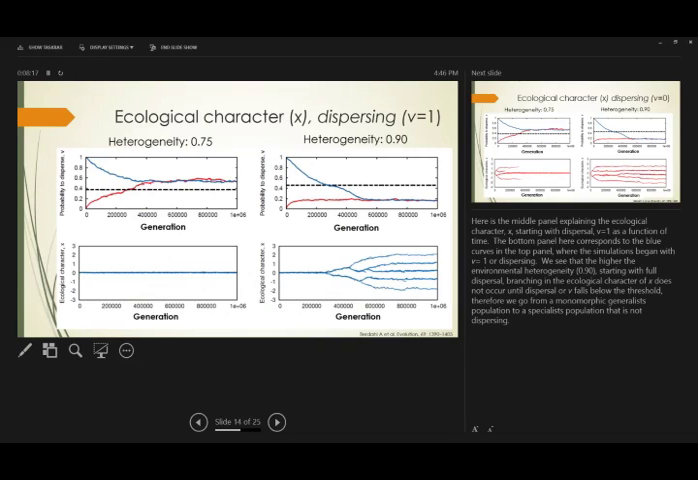Here's the middle panel explaining the ecological character X, starting with dispersal V as a function of time. The bottom panel here corresponds to the blue curve in the top panel where V equals 1. We see that for the higher environmental heterogeneity here on the right, we start with full dispersing, and when it drops below the threshold, we go from a monomorphic generalist to a specialist population.